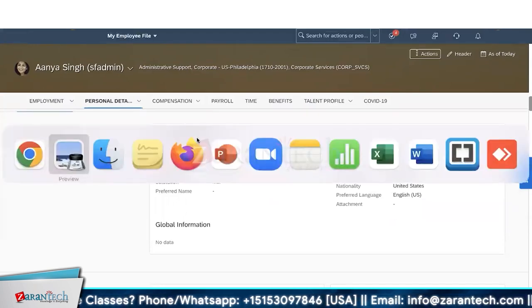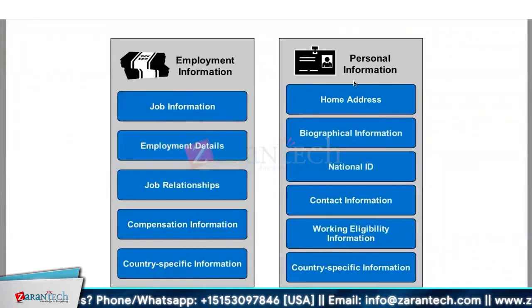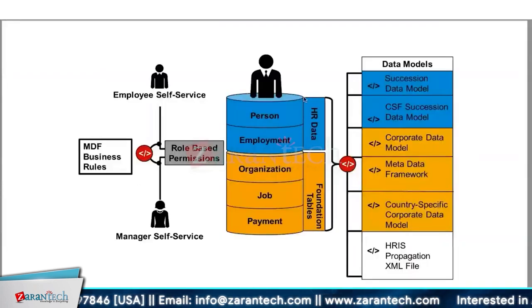Just for our internal classification, we have the differentiation. These are all the portlets of the personal category. These are the employment category of portlets. That is the first part of the structure, which is the HR data that we have.